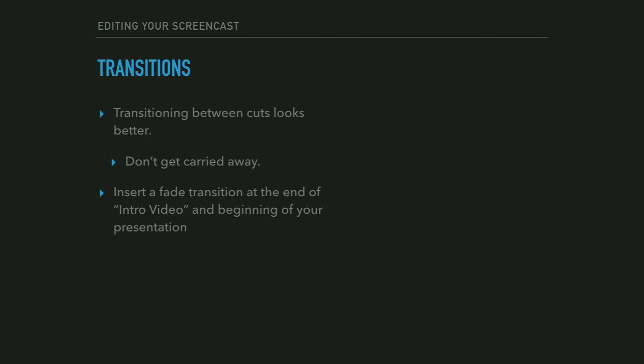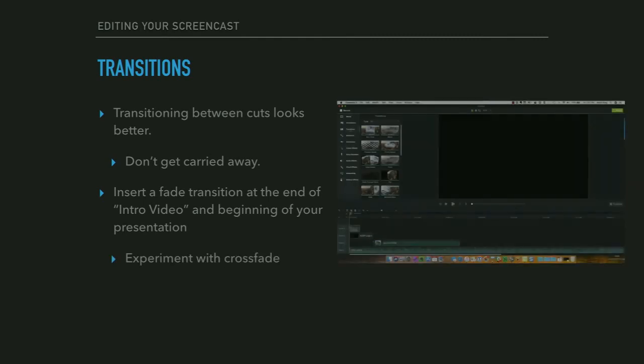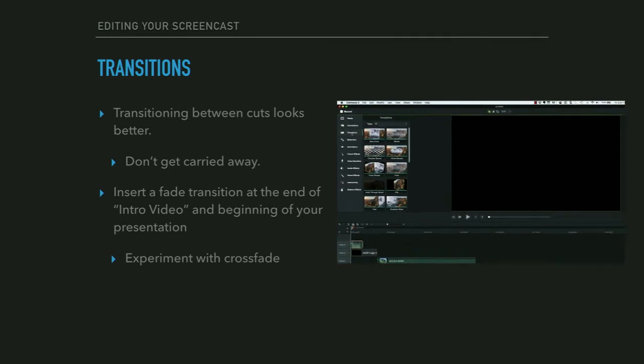So we're going to insert a fade transition at the end of your intro video and the beginning of your presentation. So we're going to fade to black at the end of the introduction video, and then we're going to fade out of black into your main presentation. And this is what it'll look like. I'll let you experiment with crossfade.